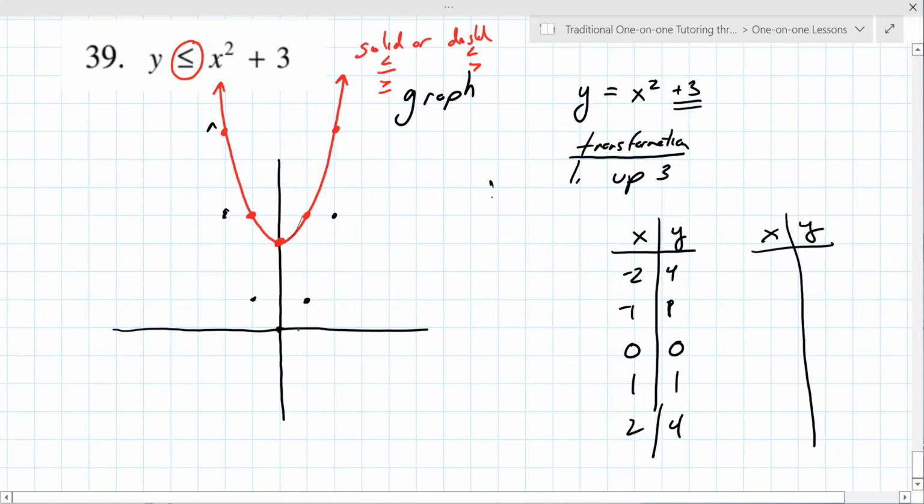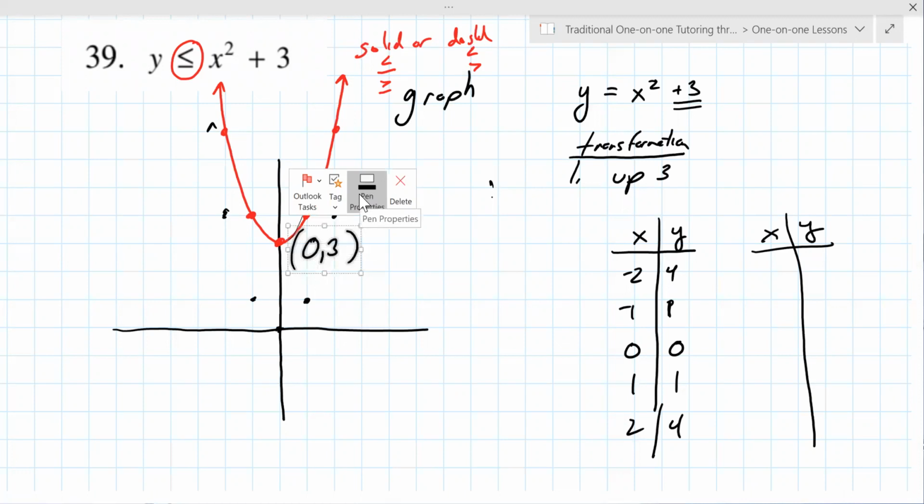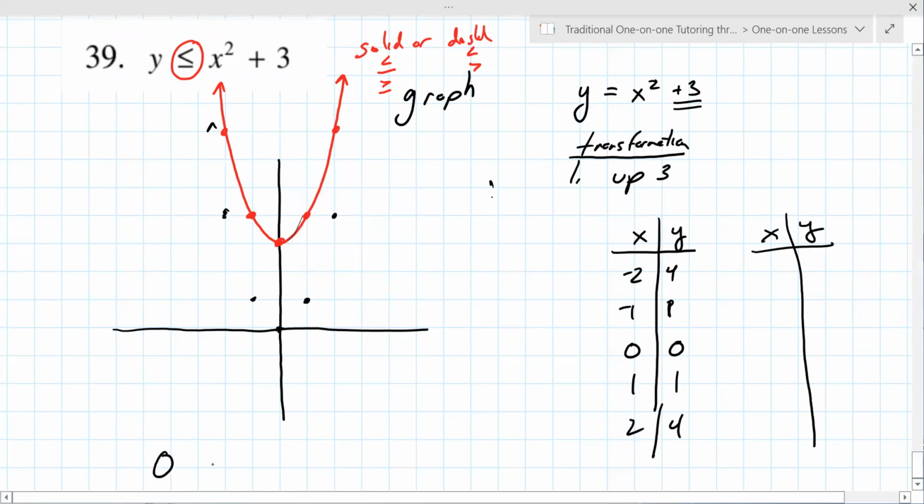What do you mean by that? Well, you would not want to test 0, 3 because it's on the curve. Oh yeah. But 0, 0 is a good one to test. Now what you're doing is building a truth statement. So let's test 0, 0. You're asking, is 0 less than or equal to 0 squared plus 3? You're basically asking, is this true or is this false? And what say you? Is that true or is that false?